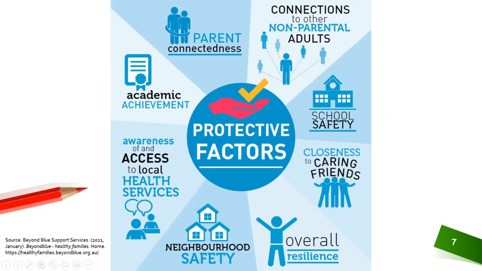So now that we've looked at some of the impacts of childhood trauma on individuals, let's flip that coin, shall we? Because there are protective factors that can help a child become more resilient and overcome some of these risk factors. So let's start at the top. Parent connectedness, caregiver attachment. I can't stress that enough.